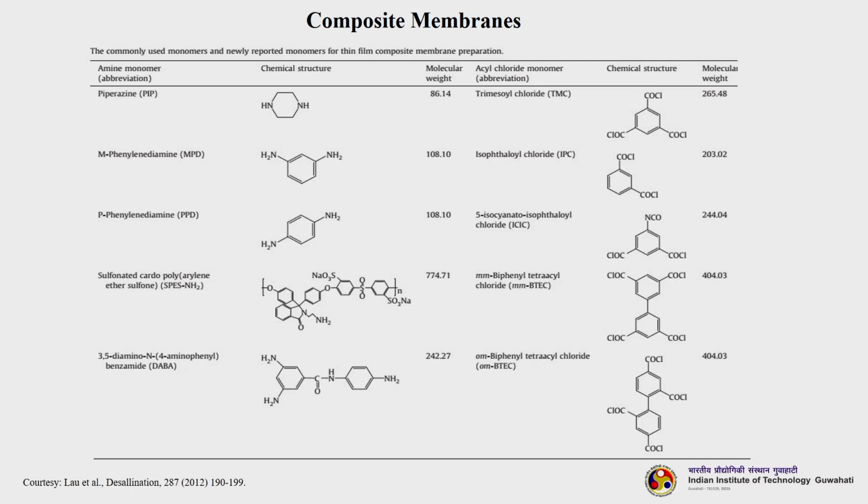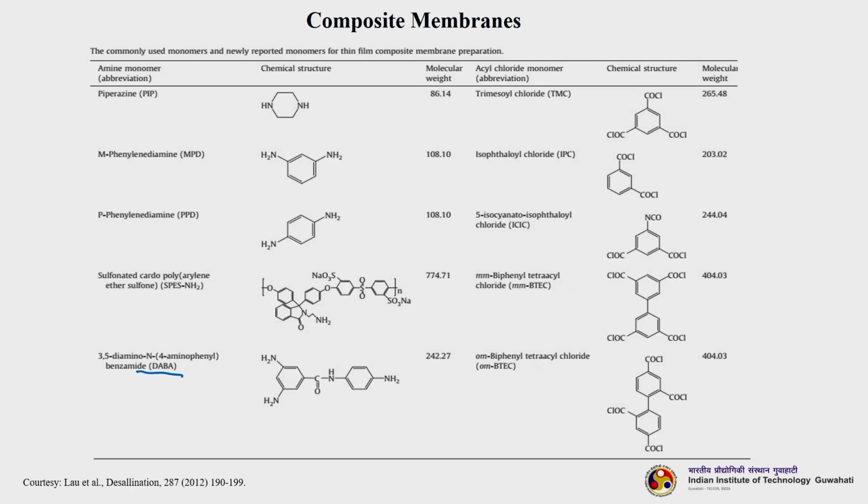This is taken from one of the publications by Lowe et al. Okay. So, you can see this lists out the commonly used monomers and some newly reported monomers for thin film membrane preparation. So, you can have piperazine, we can have MPD, which is m-phenylenediamine, then we can have PPD, we can have sulfonated carbopoly aryl ether sulfone. Then we can have DABA, people call it DABA.